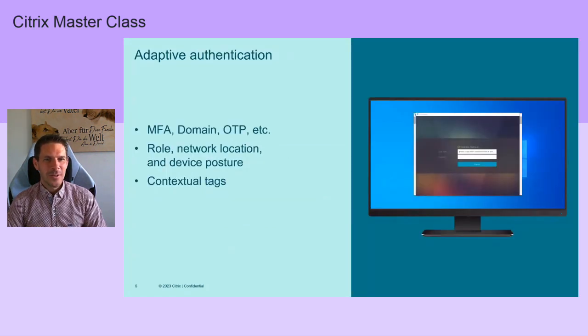Let's see how the components work together. By using the power of NetScaler Adaptive Authentication, companies can overcome the vulnerabilities associated with weak passwords by combining a rich set of different authentication methods. Device posture or endpoint analysis scans work with adaptive access policies to control application access by sending contextual tags to Secure Private Access.